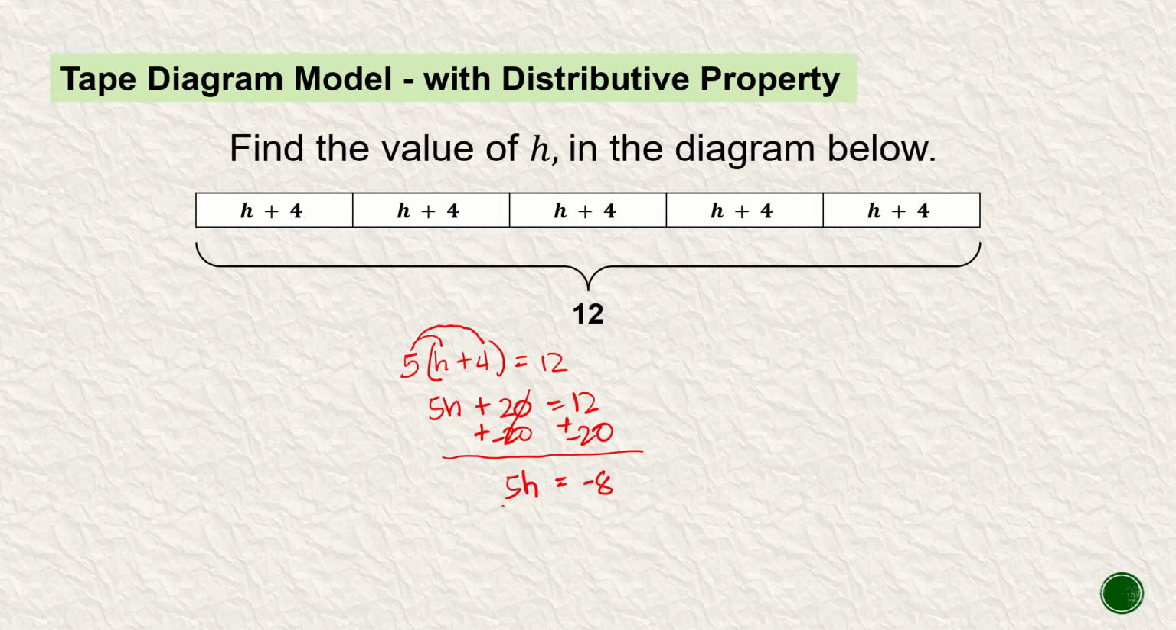The last thing that we will do here is apply the division property of equality. So divided by 5, divided by 5. So h is equal to negative 8 over 5.